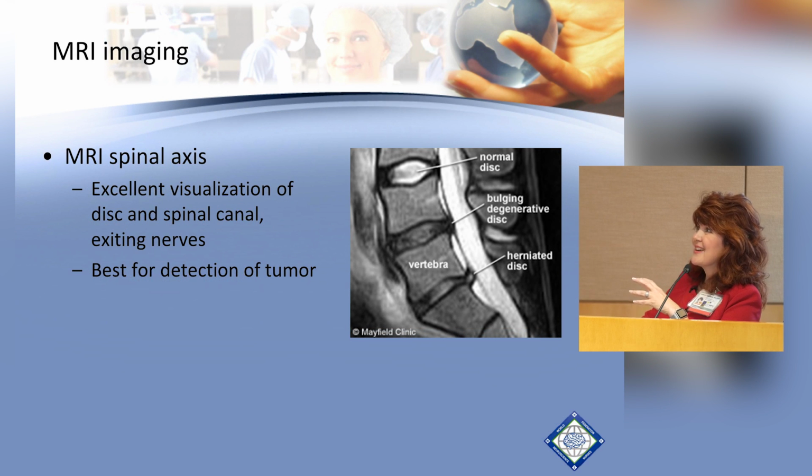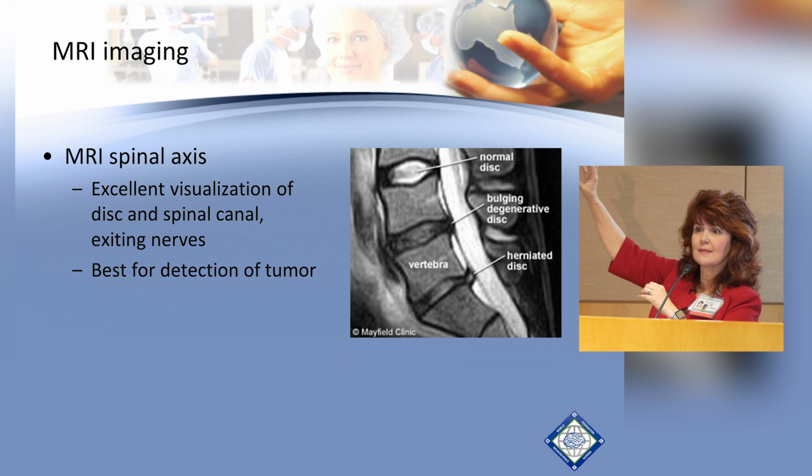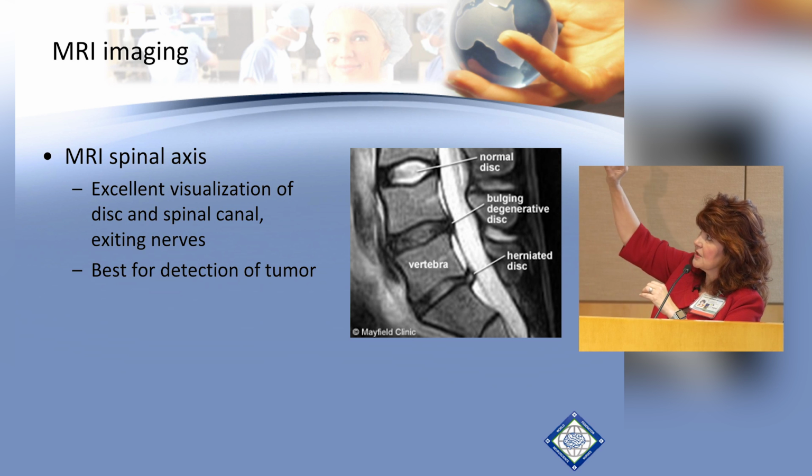So MR imaging of the spinal axis looks at the disc, the spinal canal, the exiting nerves, and it's also great for tumor. And what you see here is a beautiful view of degenerative disc disease. So you see one disc, the one at the very top is a normal disc. It's full of water. You see how it's white? And that's all that water that's plumped up the disc, and it looks really nice.